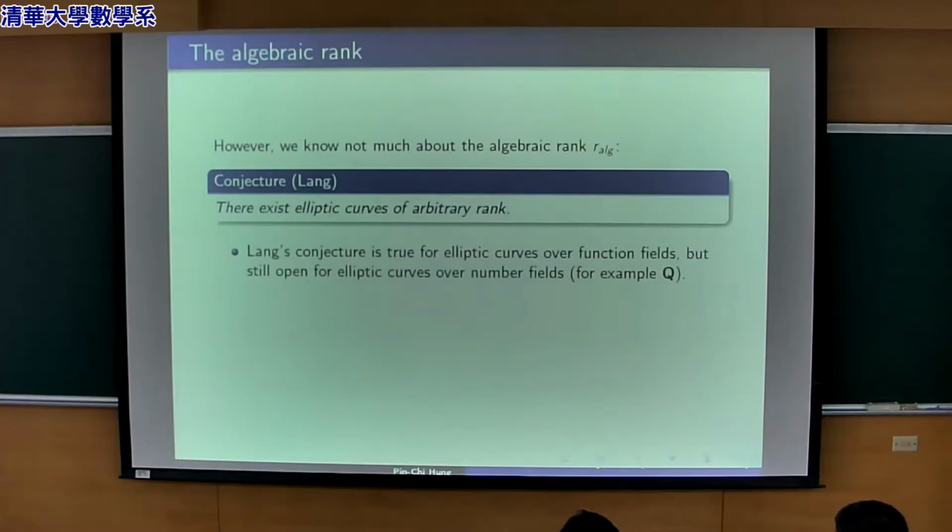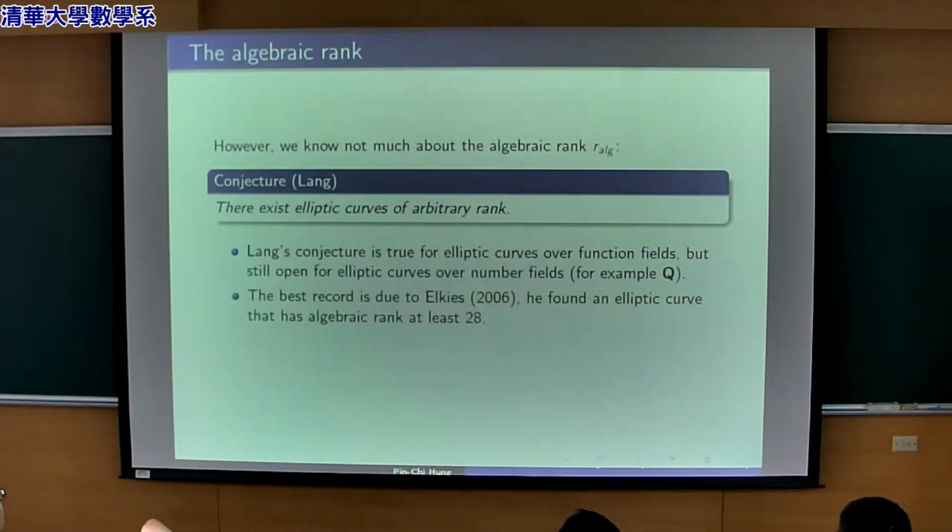This conjecture is known in the function field situation: there are always elliptic curves with arbitrarily large rank. But it's not known for elliptic curves over the rationals. The best record so far is given by these people. I didn't check the latest rank, but as far as I know, the latest rank is due to these people. He finds an elliptic curve with algebraic rank at least 28.